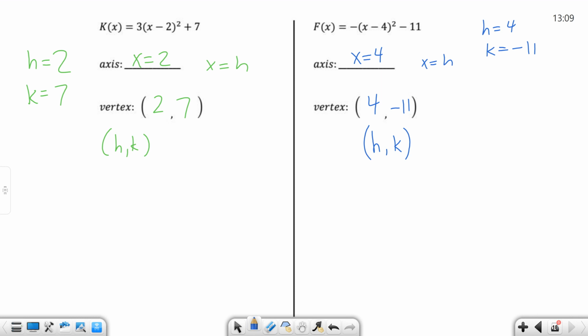So I don't know if you heard that while ago, but Siri was trying to answer something I was asking, I guess, about the axis and the vertex.